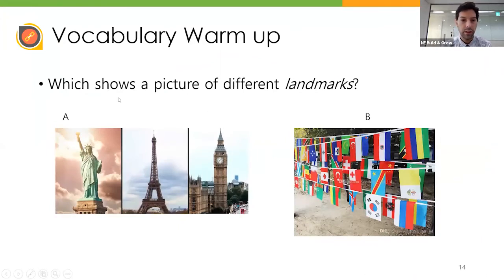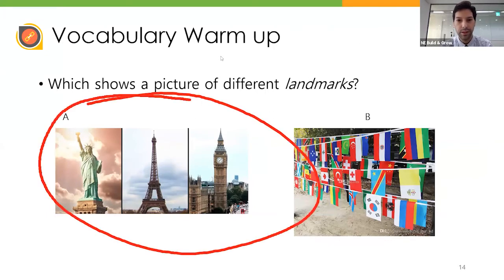So everybody, here, looking at these two pictures, which picture shows different landmarks? Is it A or is it B? What do you guys think? Type it in the chat box. Is it A or B? And I'm going to look and see what answers we got. So let's see the chat. All right. So we've got A. Lots of people are saying A. All right. So it's very good. That's correct. It is A. And so we go through our vocabulary words, right?